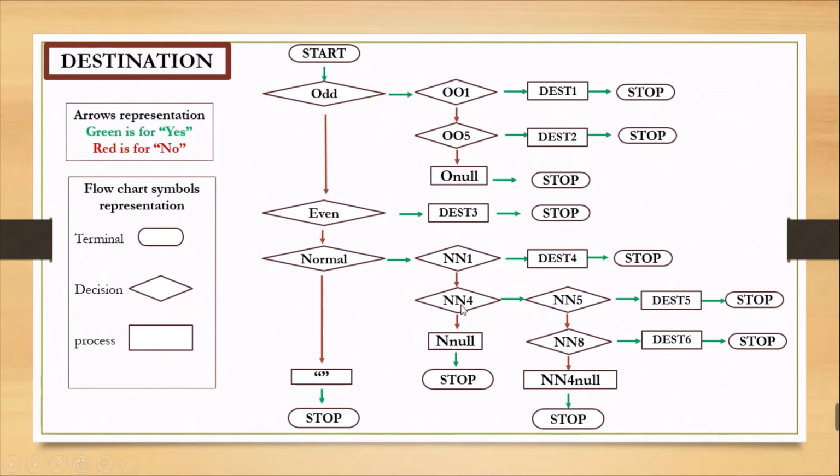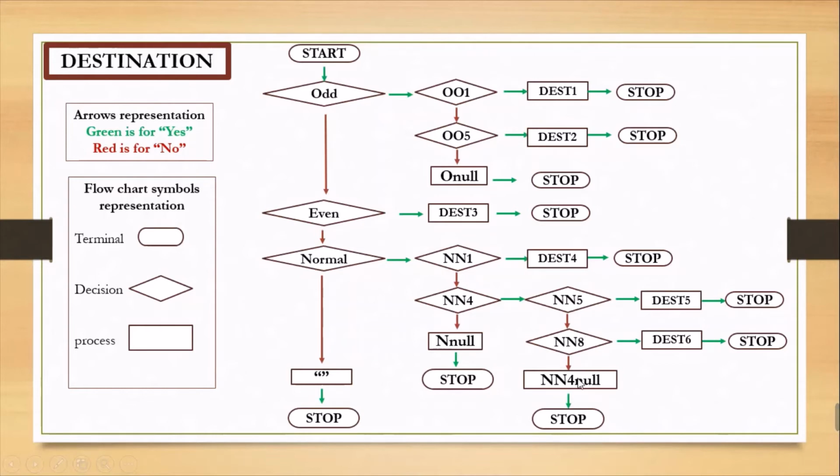If it's NN4, it doesn't stop there. It does another check. If it is NN5, it takes destination 5, then stops. If it is not NN5, it checks if it's NN8. If it's NN8, it takes destination 6, then stops. If it's not NN8, it then puts NN4 null as the default value, then stops.